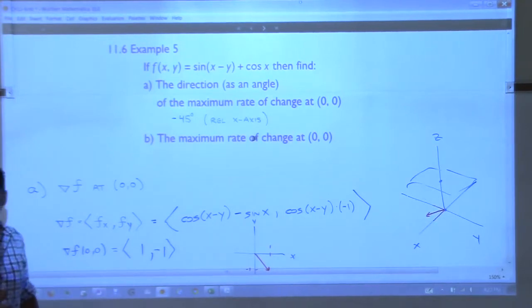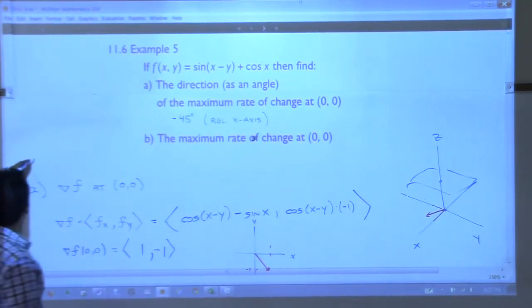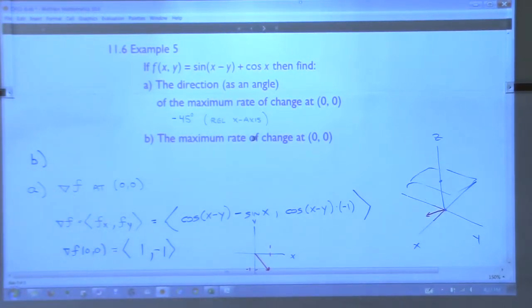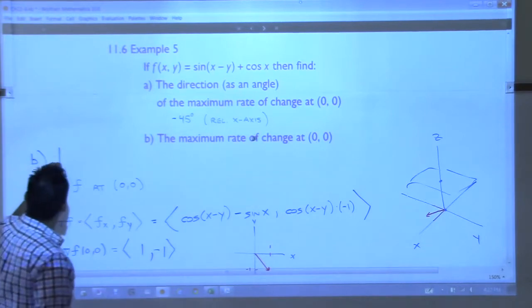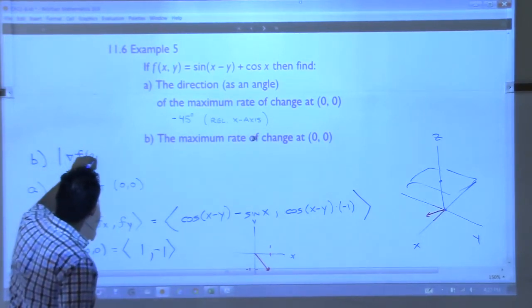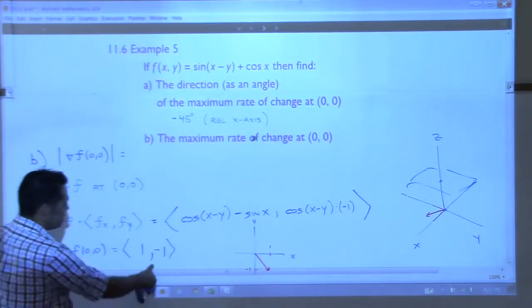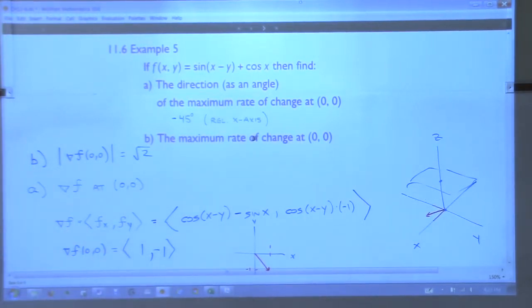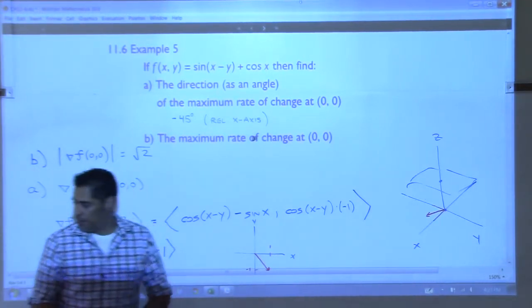Now, how steep is it? So part B. How steep is that? Well, it's the magnitude of the gradient vector at 0, 0. So it's just the length of this vector, root 2. That's it. It's amazing.